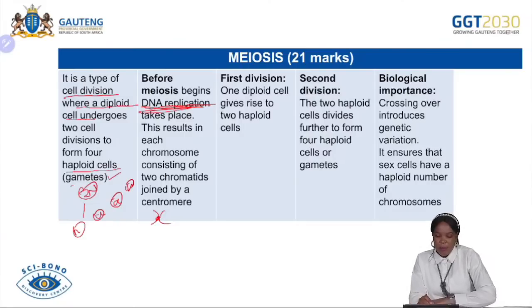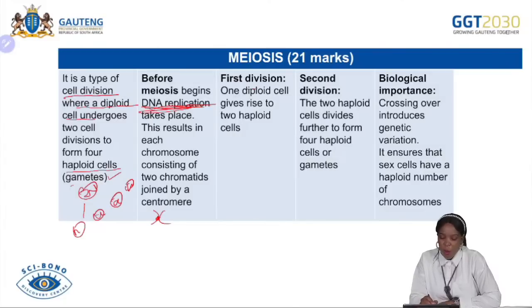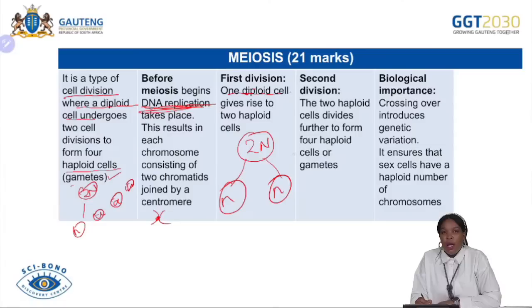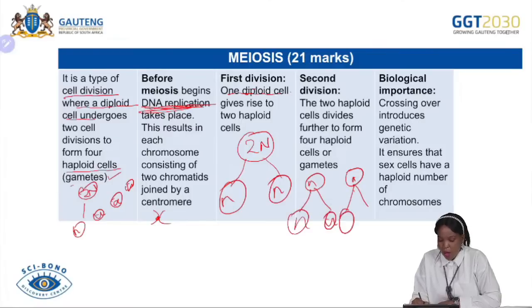So we will see how that happens. Then during the first meiotic division, what happens? One diploid cell gives rise to 2 haploid cells. So it's going to be one cell that is diploid, it is going to give rise to 2 haploid cells. Then you come to the second division. Then the 2 haploid cells are now going to give rise to each 2 haploid cells. Then you end up having 4 genetically different haploid gametes. We call them gametes now at the end of this process.